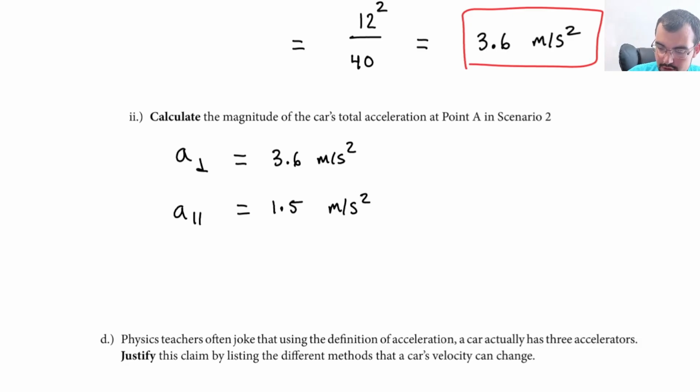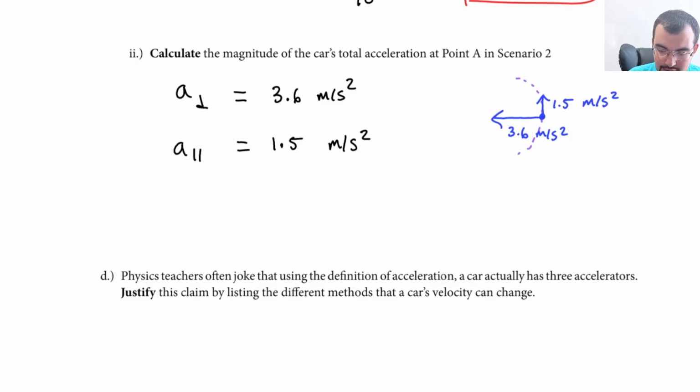So, if we were to look at what this could look like, this represents your circle. They could have a 3.6 meters per second squared component, and they could also have a 1.5 meters per second squared component. So the net acceleration would just be the tip to tail addition of those and then the Pythagorean theorem.